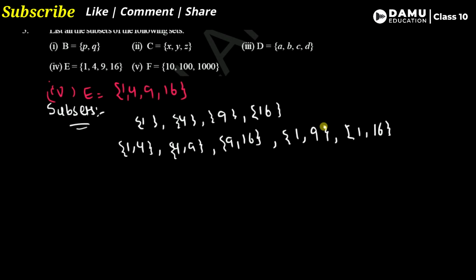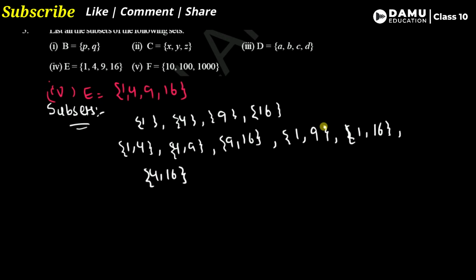Then you can go with 4 and 9, already over. Then {4, 16} you can move. So how many combinations? {1, 4}, {1, 9}, {9, 16} and {1, 16}. {4, 9} is over, then {4, 16} is over and {9, 16} is also over. How many combinations do we have here? We will have 6 combinations.